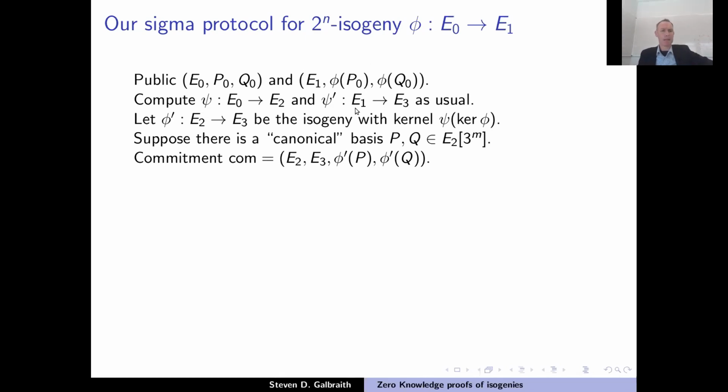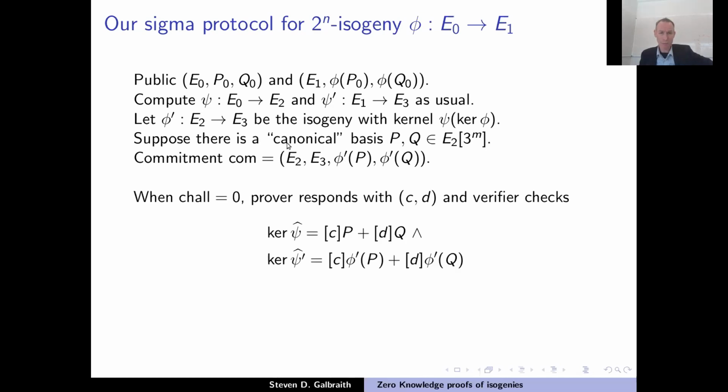And the prover, the honest prover, behaves the same way. Just does the two vertical things, but the commitment has to include not just the two curves E2 and E3, but also the image of a basis. So the prover could choose a random basis of E2 and give its image, but actually for efficiency reasons, we just let there be a canonical public basis, an algorithm that generates a basis on E2, and we have to give the image of those points under phi prime.